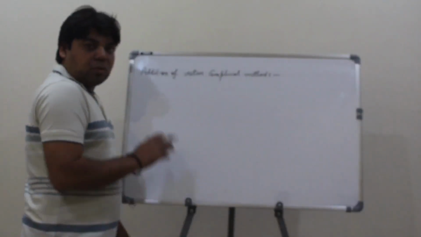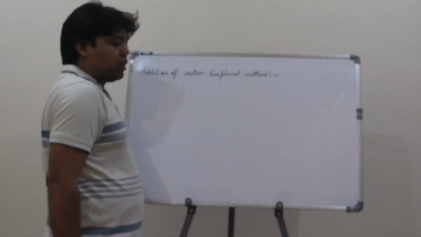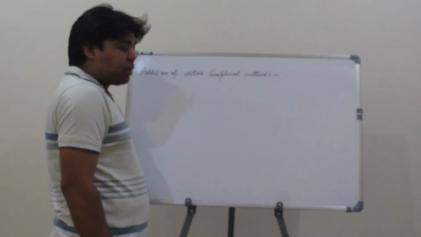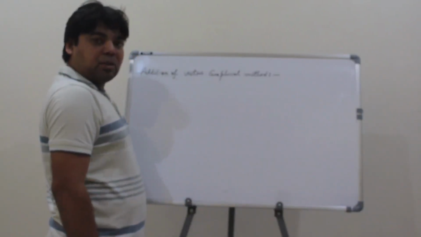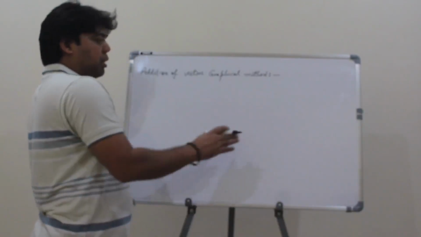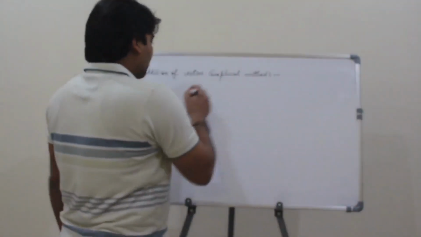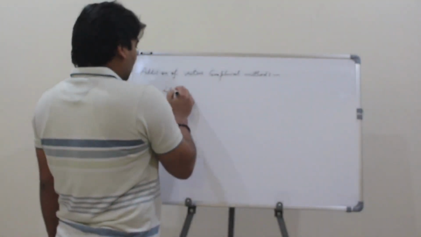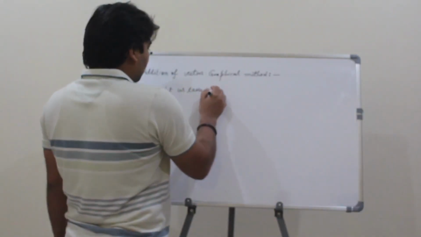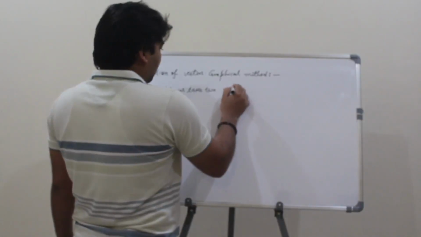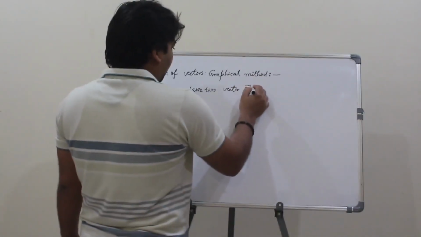In today's lecture of this chapter called Motion in the Plane, we are going to talk about addition of vectors using the graphical method. So let us take two vectors, A and B, right?